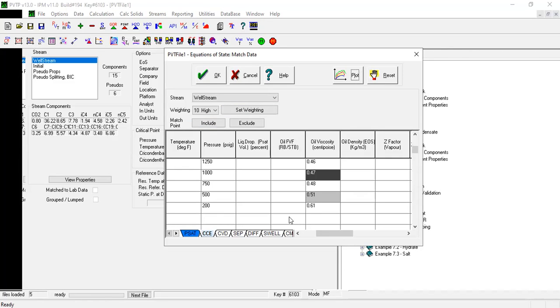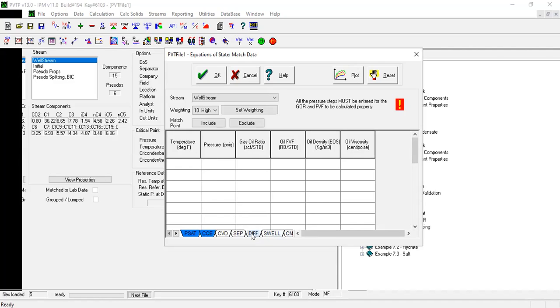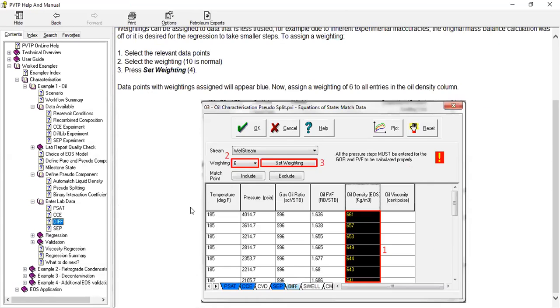So that's for CCE. So far, so good. Now we go to differential liberation. Okay, now we need to check this one.